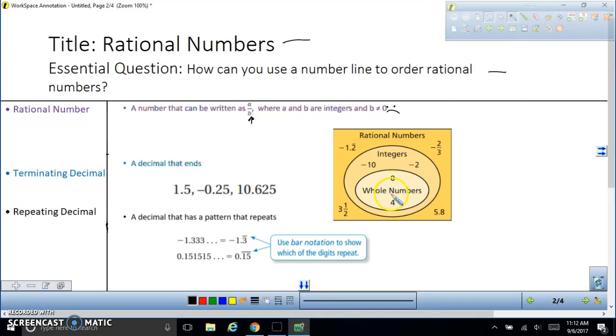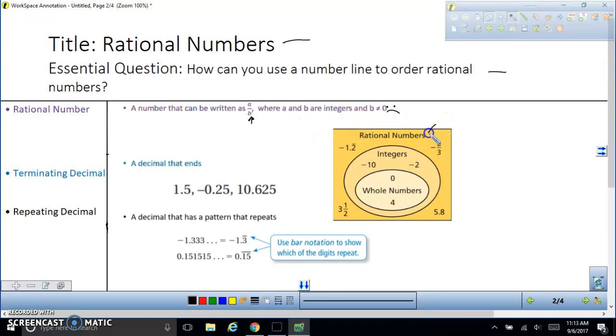Okay, on the big picture of things, whole numbers are what you've been learning about your whole life. They're all those positive whole numbers, 1, 2, 3, 4, 5, 6, 7, 8, 9, 10, and so on. Integers are those positive and negative whole numbers, so negative 1, negative 2, negative 3, negative 4, negative 5, and so on, and 1, 2, 3, 4, 5, and so on.